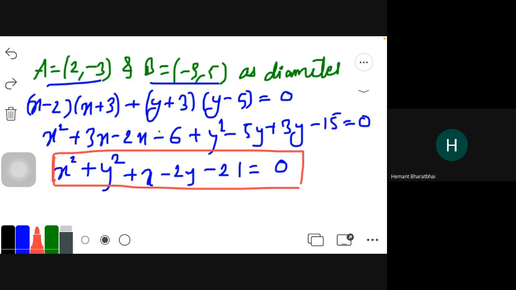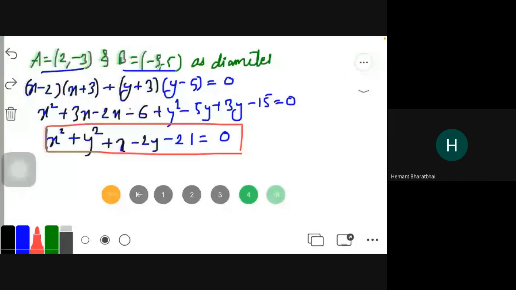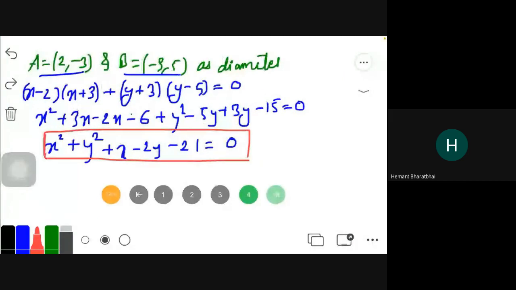Okay, I hope it is clear. Let's move on to the next kind of numerical. You guys can take the screenshot of this.